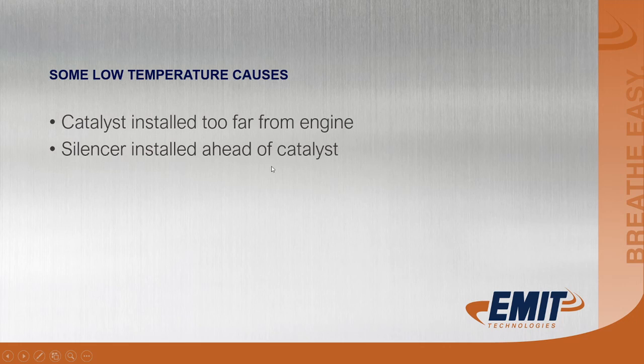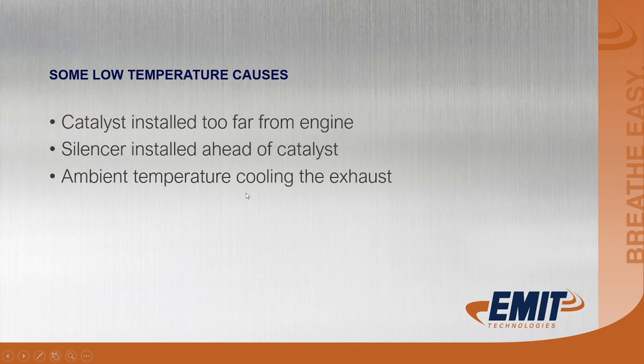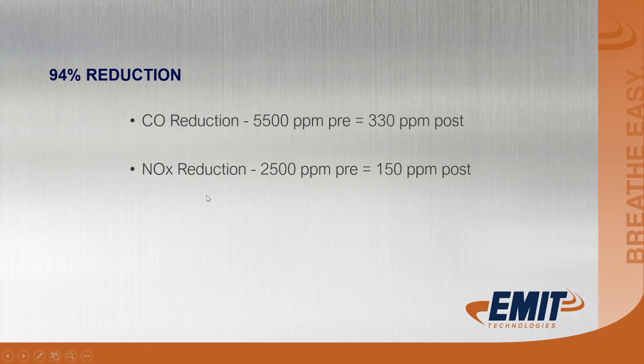Silencer installed ahead of the catalyst. We've seen them installed backwards, and the silencer takes a lot of heat out of the exhaust. They'll function, if the heat's up there, they'll function the same. But the reality is we like to see that silencer after the catalyst. Ambient temperature cooling the exhaust, like I said, rain, cool air, ambient air outside, wintertime. It can be challenging sometimes to get lean burn temperatures up to get a catalyst to light off correctly.